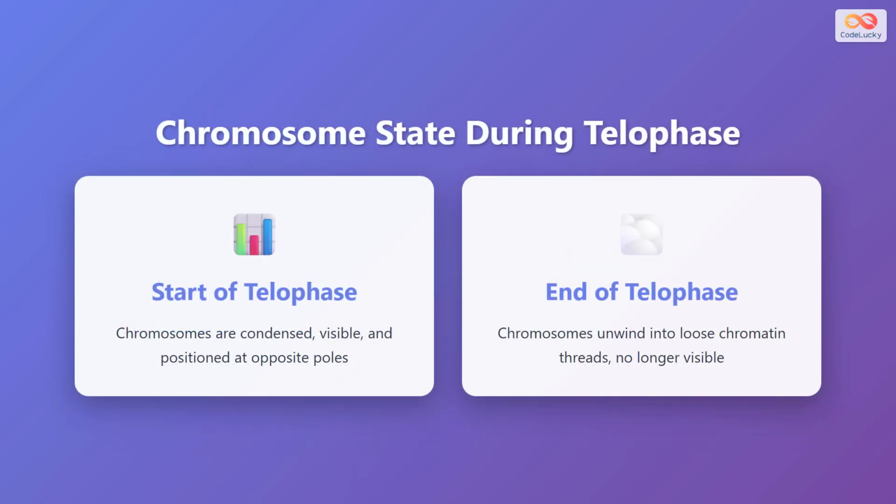The chromosomes undergo a dramatic transformation during telophase. At the start of telophase, chromosomes are still condensed, visible under a microscope, and positioned at opposite poles of the cell. They look like the distinct X-shaped structures you might have seen in textbooks. However, by the end of telophase, these chromosomes unwind into loose chromatin threads and are no longer visible as individual structures. This decondensation is necessary because the tightly packed chromosome form is only needed during cell division. In their relaxed chromatin state, genes can be accessed for normal cell functions.